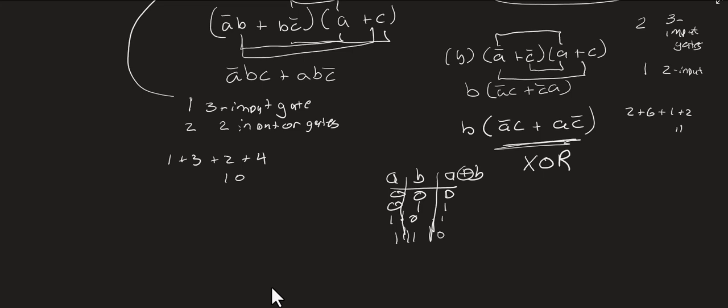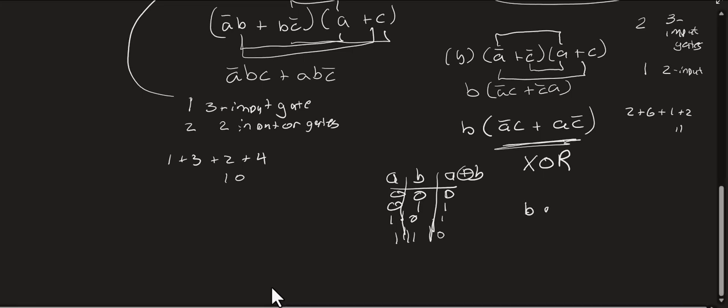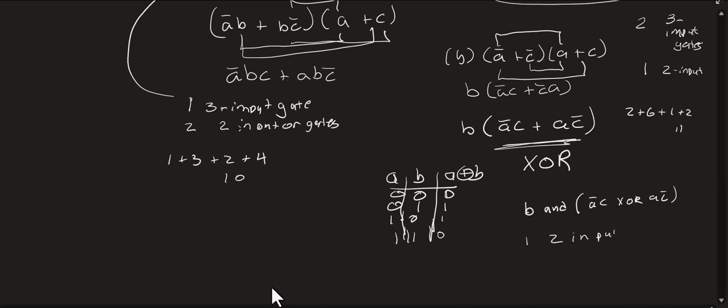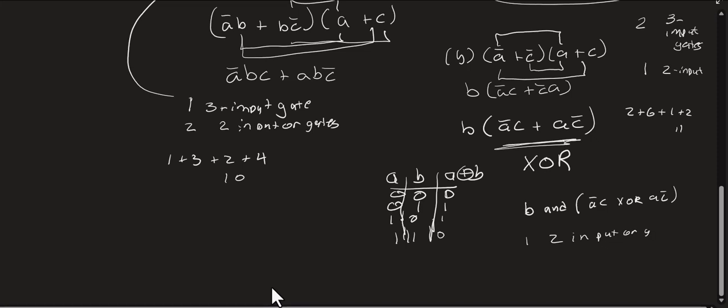So this is the same as saying B and the exclusive OR of A bar C and A C bar. So what do I need here? I need 1 2-input OR gate, 2-input exclusive OR gate, 3 2-input AND gates.